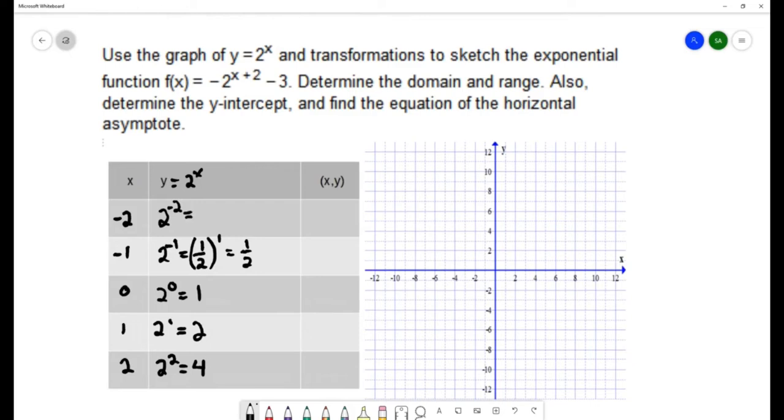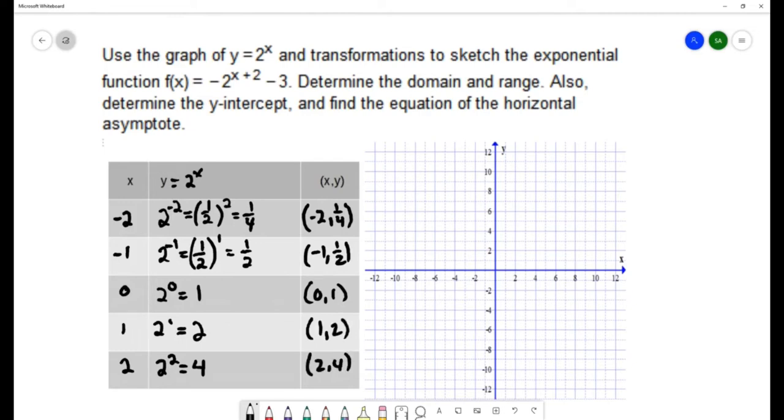We have 2 to the negative 2, so once again a negative exponent. We're going to do the reciprocal of the base and raise it to the second power. That gives 1/2 squared, which is 1/4. So this gives us a set of ordered pairs. And with those ordered pairs, we're going to be able to draw a sketch of our graph of 2 to the x. So our ordered pairs are negative 2 and 1/4, negative 1 and 1/2, 0 and 1, 1 and 2, and 2 and 4.